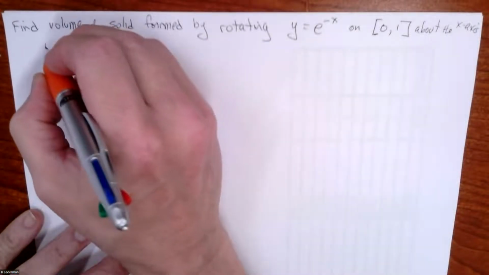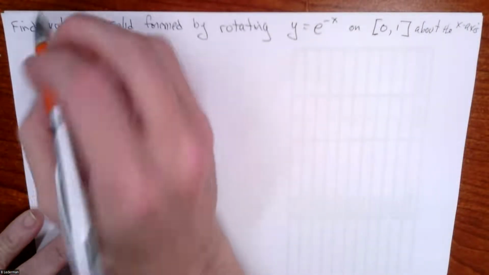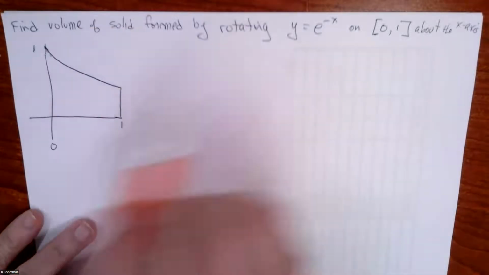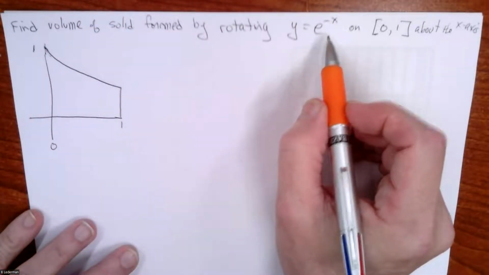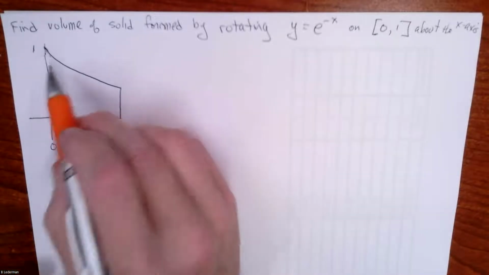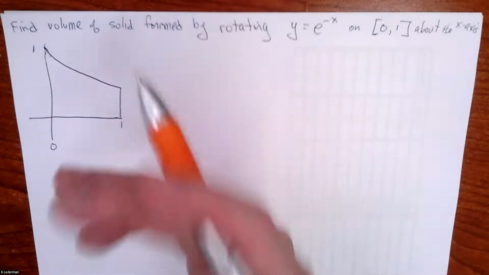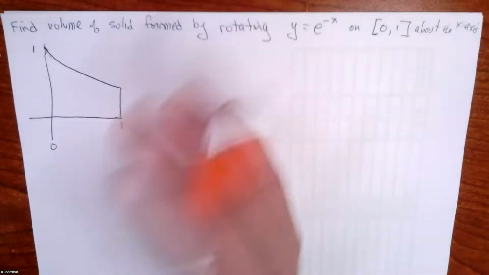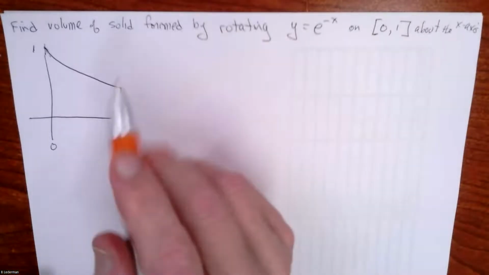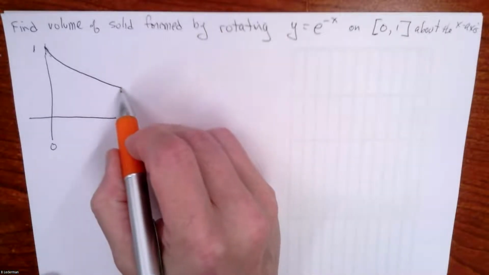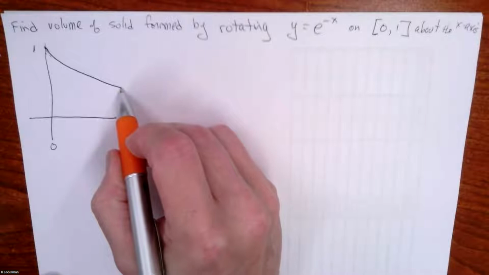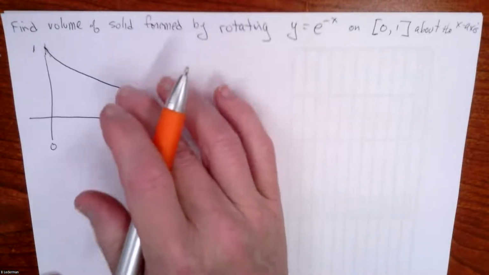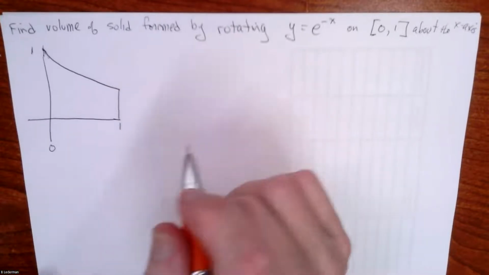By the way, the y-intercept is 1 because e to the 0 power equals 1. That's not even necessary to solve the problem, but I'm just saying. The y value over here would be e to the negative 1, which means 1 over e. Again, that's not necessary to solve the problem. I'm just pointing that out.